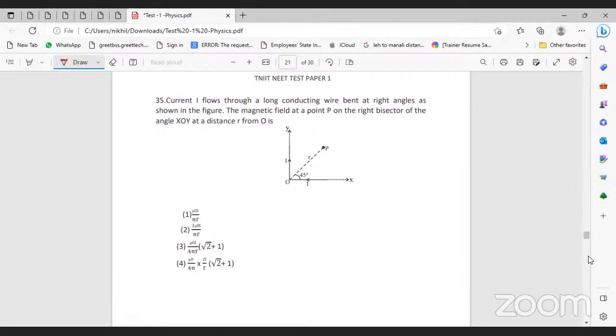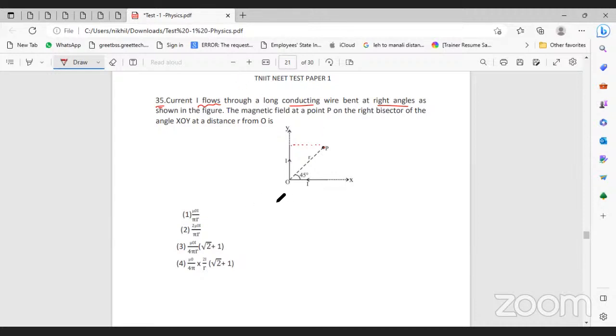Coming to this particular problem, students, this is the 35th problem. Look at this. Current I flows through a long conducting wire that is bent in the form of a right angle. Right angle means it is bent at 90 degrees. Now they are expecting you to find the magnetic field at the point P on the right bisector of the angle XOY. Here, if I just drop a perpendicular line, it is going to be a straight line.